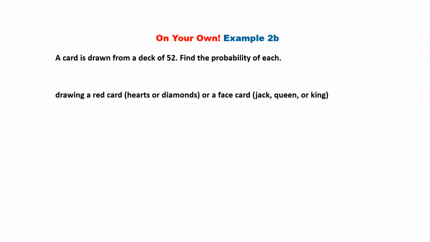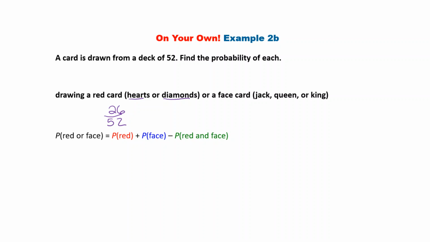Okay, this one's just a little bit more complicated, but not too bad. We're trying to draw a red card, which means hearts or diamonds, or a face card, jack, queen, or king. So the first thing we want to do is go ahead and get our formula written out. And the first thing we want to find out is what is the probability of getting a red card? Well, I've got hearts and diamonds, so that's going to be 26 out of 52.